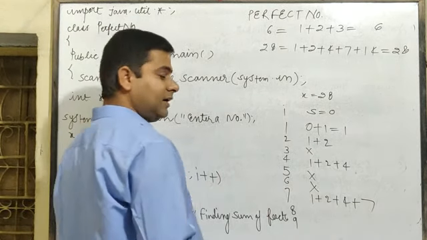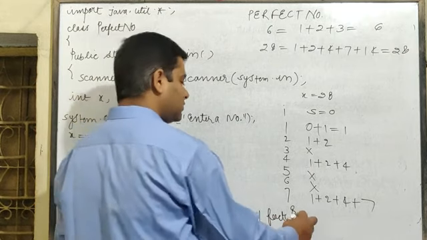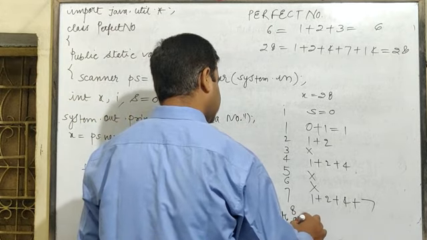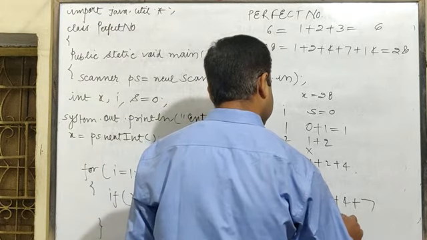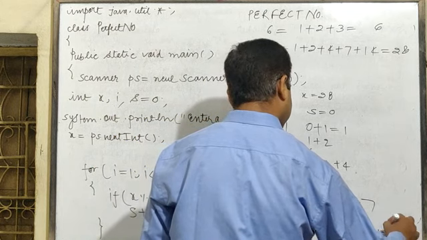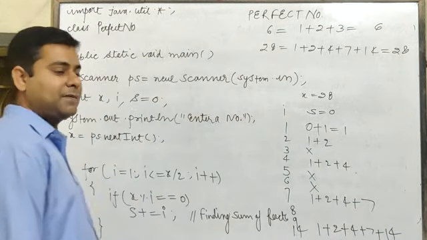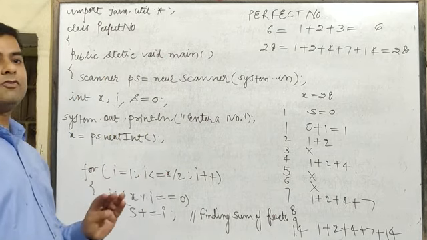You can see it is visible here. So 14 will be added in s: 1 plus 2 plus 4 plus 7 plus 14. Okay, i plus plus, 15. Condition less than equals to 14 is false, so it will come out from the loop.